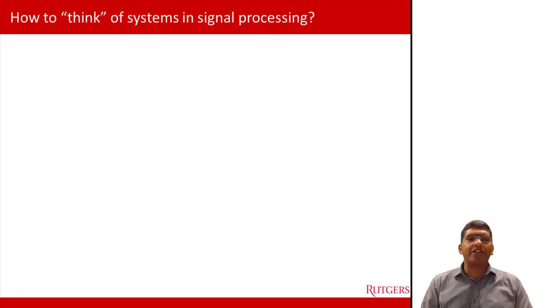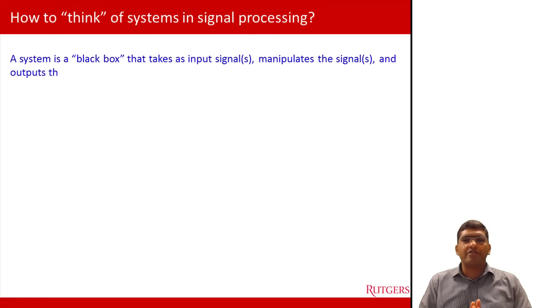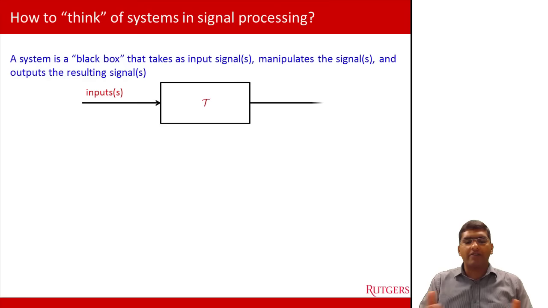So let's begin by asking ourselves, how should you think of systems in signal processing? Abstractly, a system is a black box in signal processing that takes as input one or more signals, then manipulates the signals, makes some changes to them, and outputs the resulting signals. So here is a simple diagram that is often used to describe systems. You have inputs coming in. The system is described by this letter T or any other letter that you could use, and then you have outputs from that system.